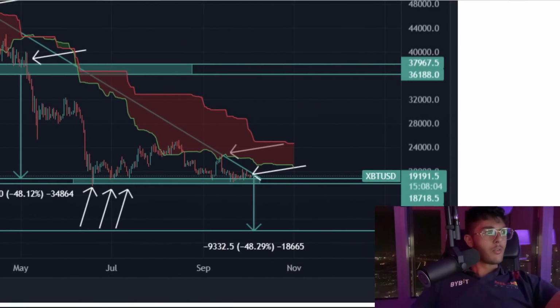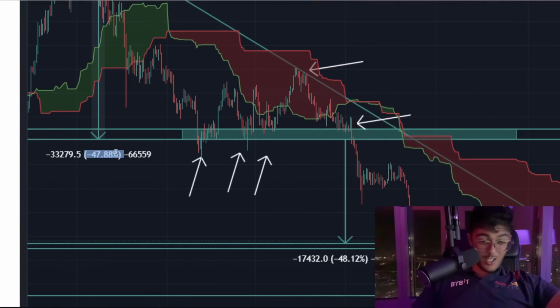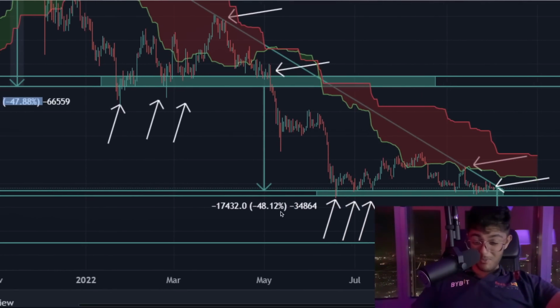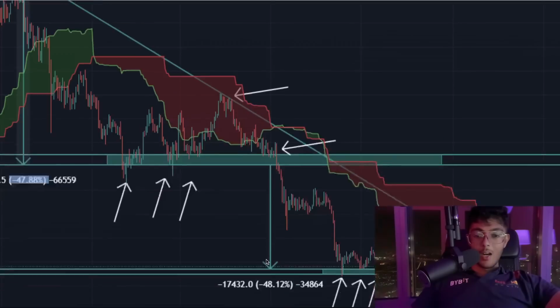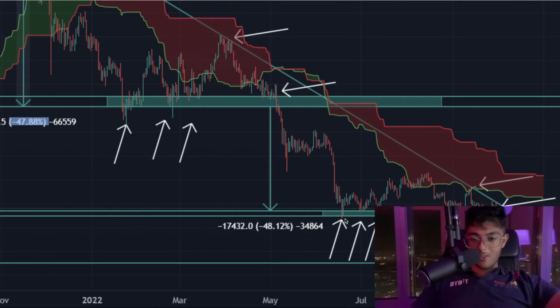Let me just make sure I'm not covering anything. That shows us a potential target. If we follow on this chart, it's drawn as 48%, but it's broadly speaking the same thing. Again, look at this. The height was 48% down. Then we dumped by 48% down to this area.